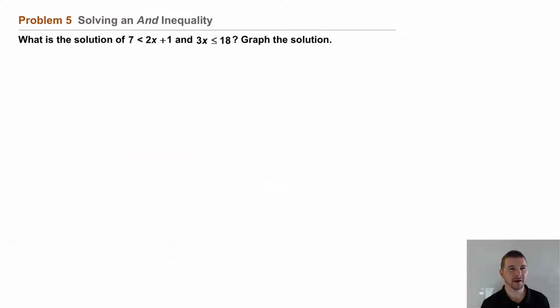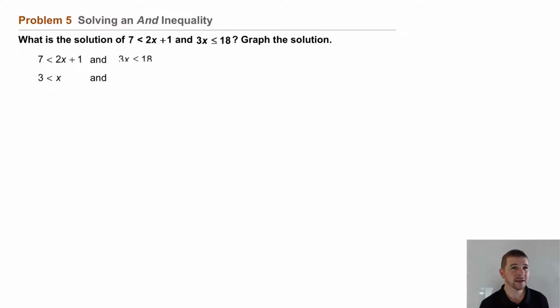What is the solution of 7 < 2x + 1 and 3x ≤ 18? Graph the solution. Well, consider the inequalities separately and solve them separately. 7 < 2x + 1. Using inverse operations, we can solve this as 3 < x.